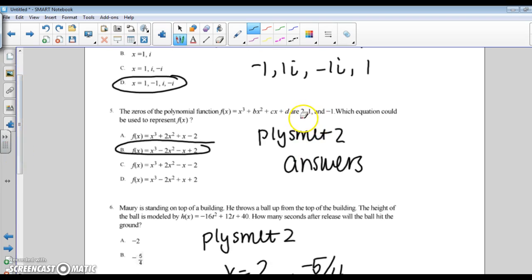Number 5. You're going to work your way backwards. You want the answer to have 2, 1, and -1. So PolySmalt, but with the answers. You get answer B. It matches 2, 1, and -1.